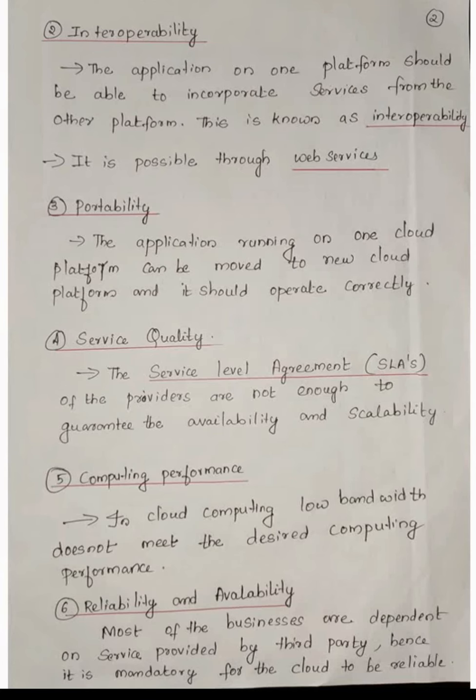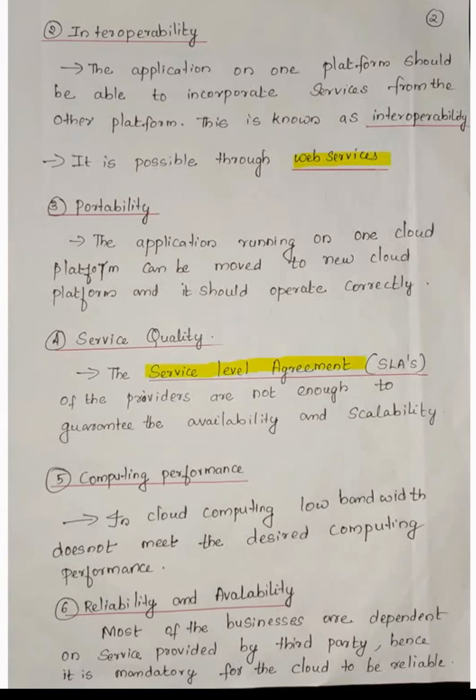Interoperability. The application on one platform should be able to incorporate services from the other platform. This is known as interoperability. It is possible through web services. Next one, portability. The application running on one cloud platform can be moved to a new cloud platform and it should operate correctly.